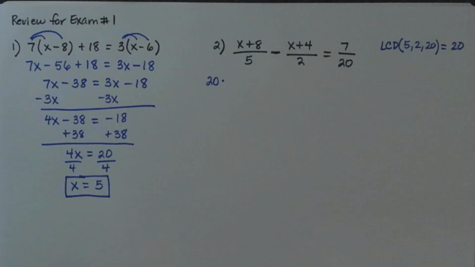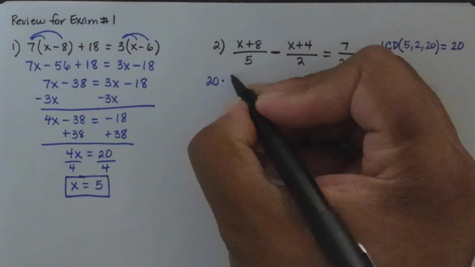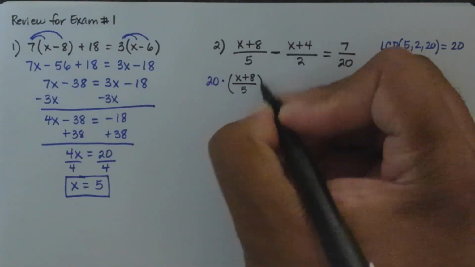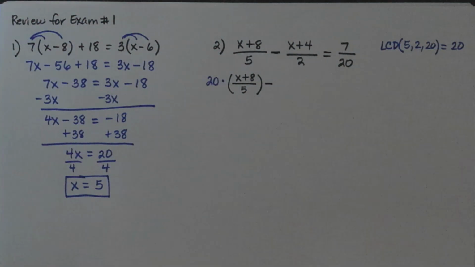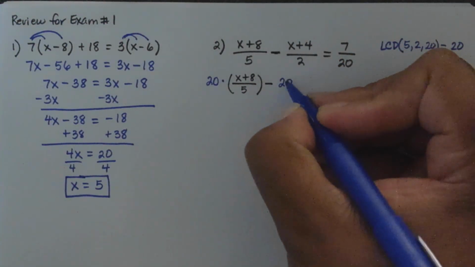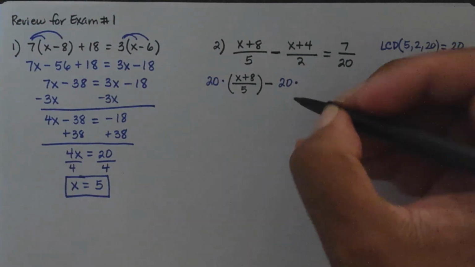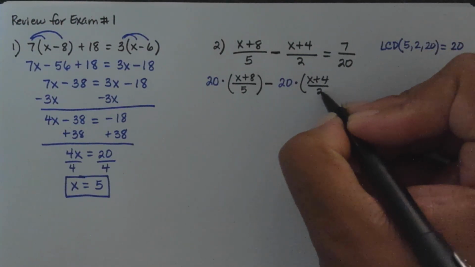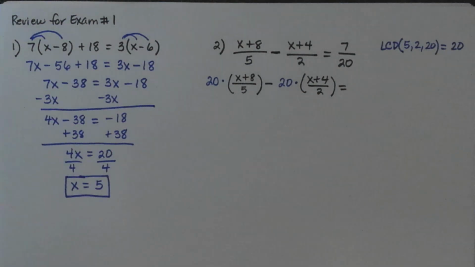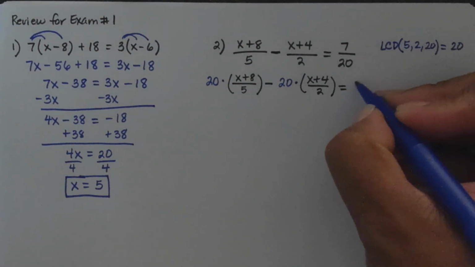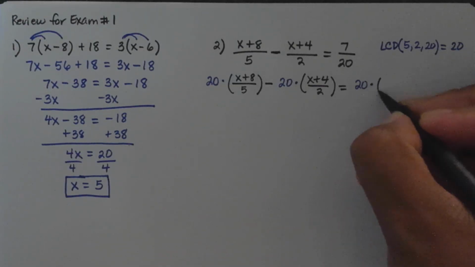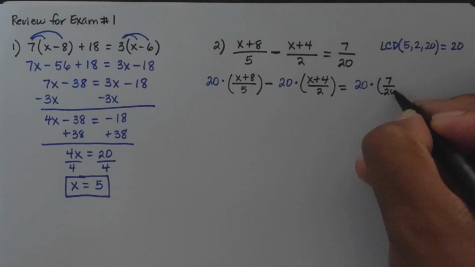So 20 will be multiplied by x plus 8 over 5, then minus 20. That's going to be multiplied by x plus 4 over 2, and that's equal to 20 will be multiplied by 7 over 20.